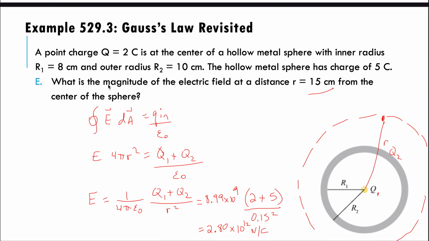So these were just good applications of using Gauss's law like we did back in chapter 6, but now using the fact that when conductors are in static equilibrium, the electric field inside is equal to 0.